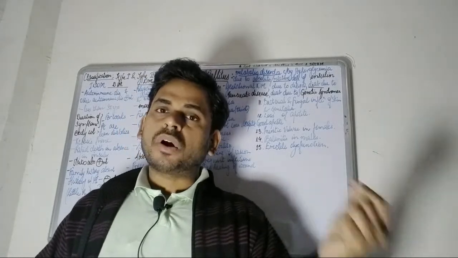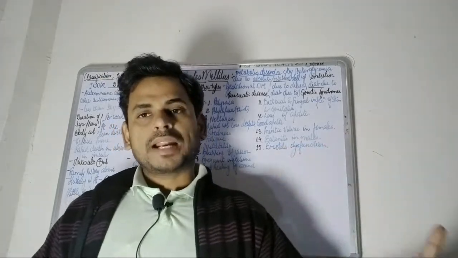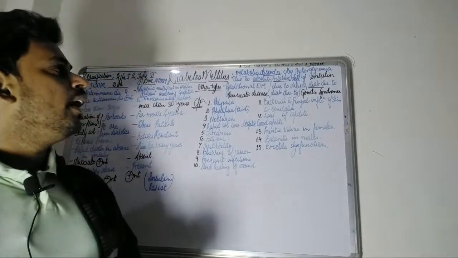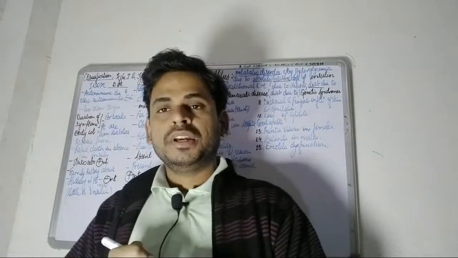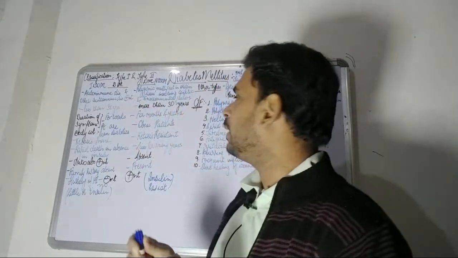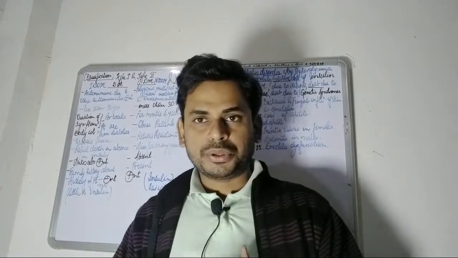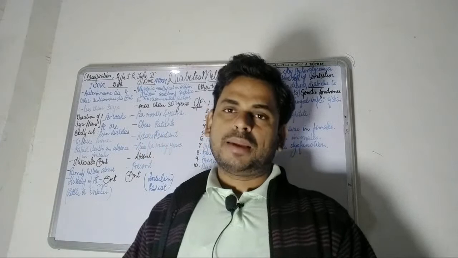That insulin is not able to mediate the uptake of the glucose from the bloodstream into the cells. All right. So now, looking at the classification: diabetes mellitus has been broadly divided into two types, that is type 1 diabetes mellitus and type 2 diabetes mellitus.